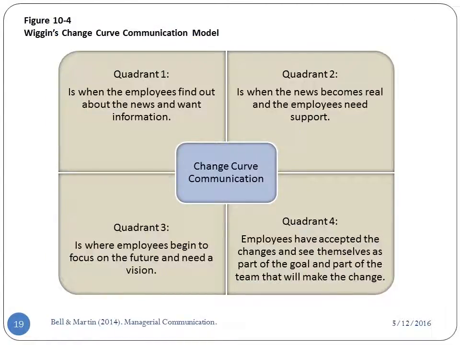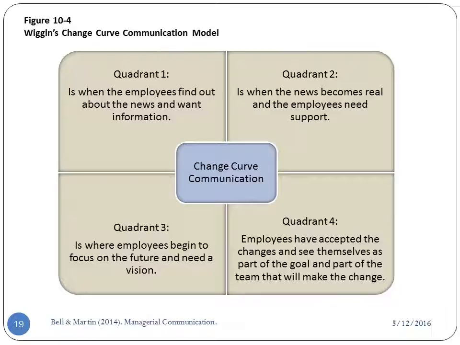Wiggins' change curve communication model is useful. Basically, in quadrant 1 is when an employee finds out about the news and they want more information. And basically, one of their first questions and concerns is going to be about themselves. Are they still going to have a position? And how is it going to change things for them? If, in fact, you know you're going to keep employees, you need to put this one to rest immediately.